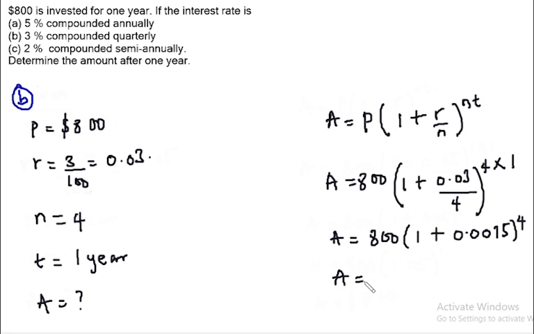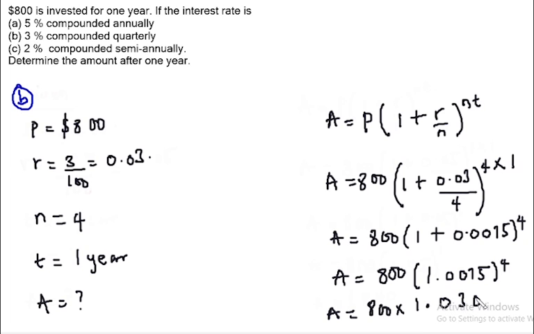A is then equal to 800. So you make the additions in the brackets. This is equal to 1.0075 to the power of 4. A is equal to 800 times 1.0075 to the power of 4 is 1.03339191. If you multiply these two terms, A is equal to $824.27. So this is the approximation to 2 decimal places.